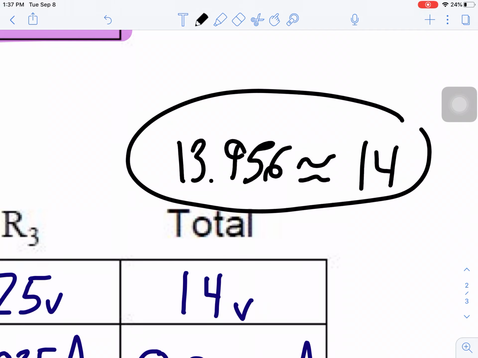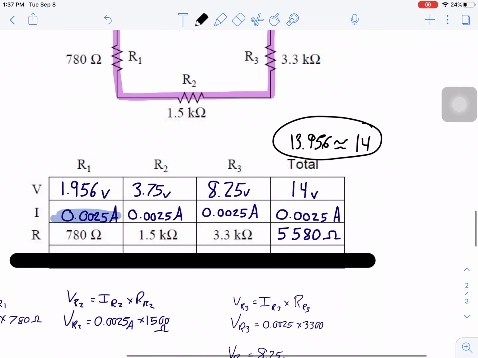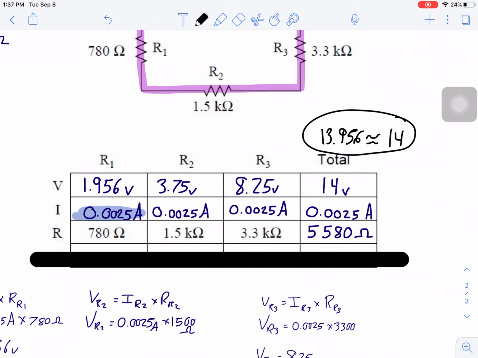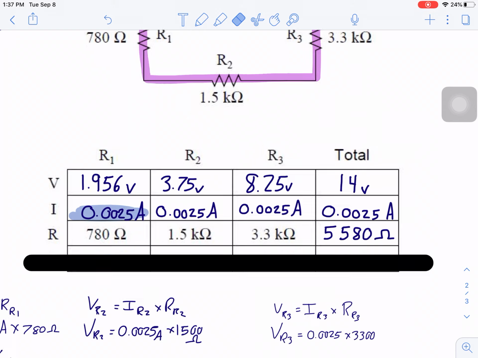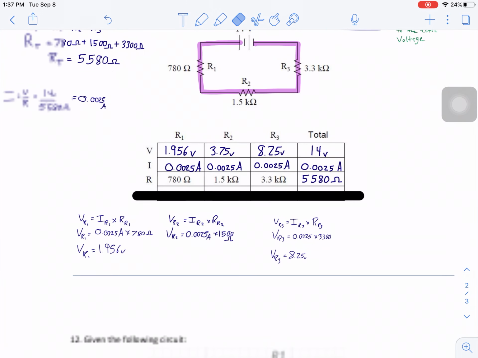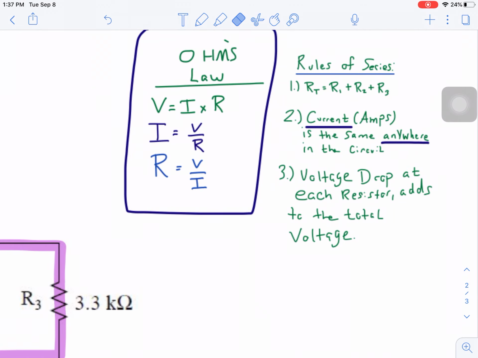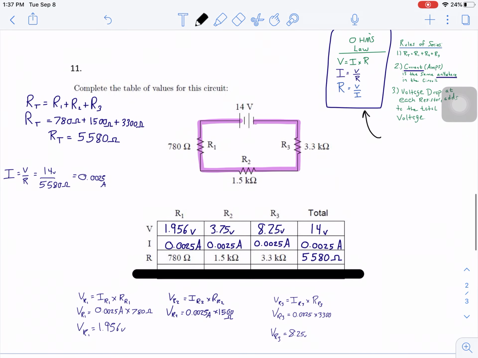The only reason they're not the same or perfect is because I rounded my total current to begin with, and over time, that rounding difference will kind of add up and become a little bit of an issue. But for all intents and purposes, those are the same number. And that is solving this circuit. So how did we do it? We applied our knowledge of series circuits and our 3 rules. We used Ohm's law when we needed, and we were able to navigate this problem.